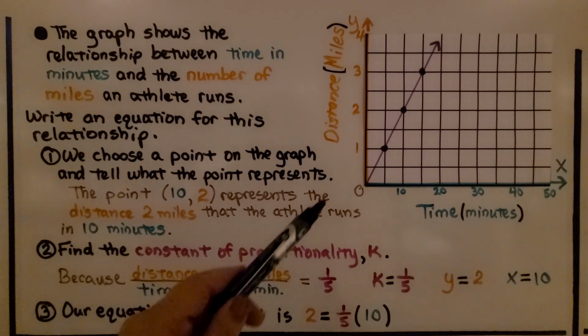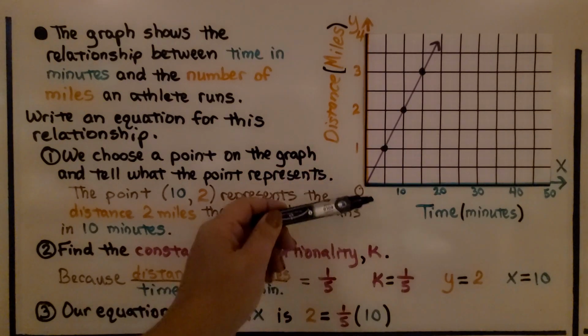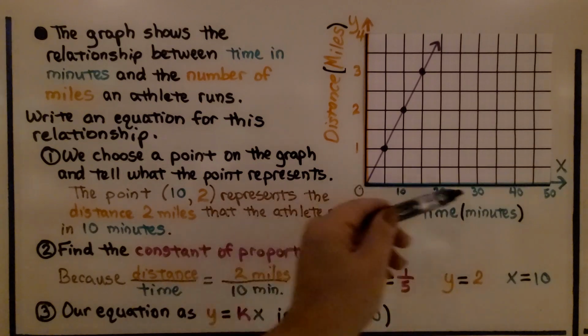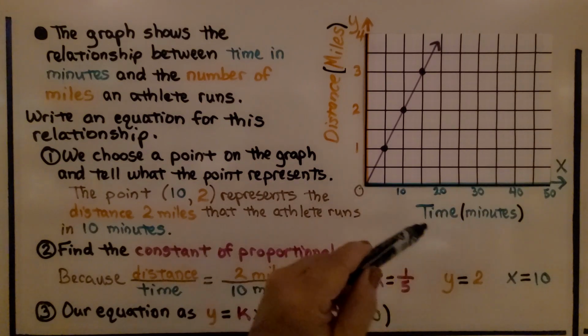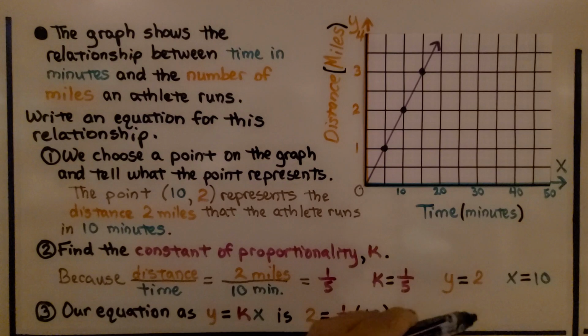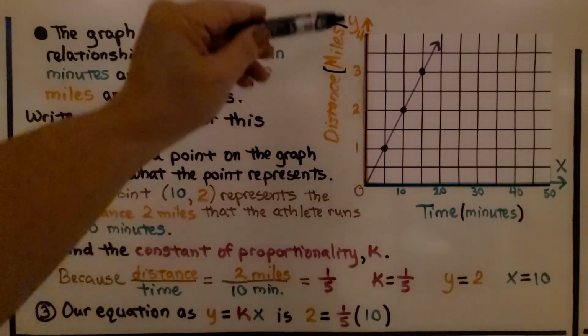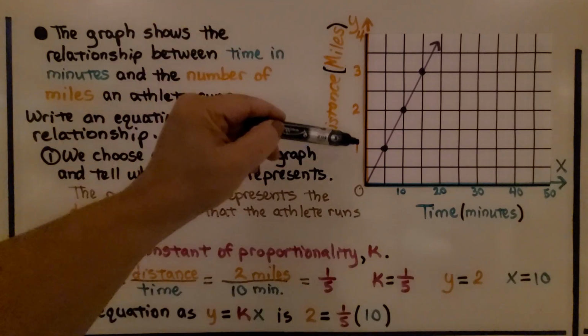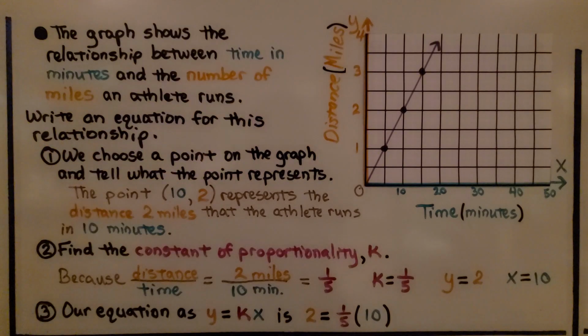Now take a look at this coordinate plane here. We can see the x-axis is the time in minutes. We have 10, 20, 30, 40, 50 minutes. And our y-axis is distance in miles. We have 1 mile, 2 miles, 3 miles, 4 miles. And the graph shows the relationship between time in minutes and the number of miles an athlete runs. Write an equation for this relationship.